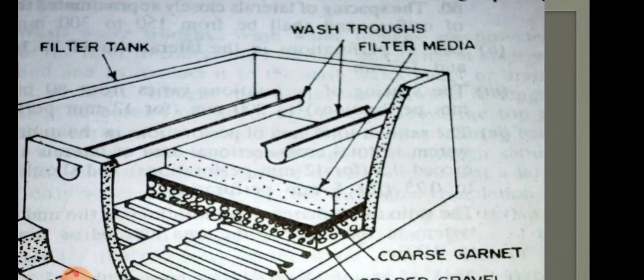Wash water troughs are actually provided at the top of the filter. It's mainly to collect the backwash water after it emerges from the sand. So the sand will be cleaned, and once the water is out, it will be collected through the wash water trough. So this is a typical wash water trough that is shown here.